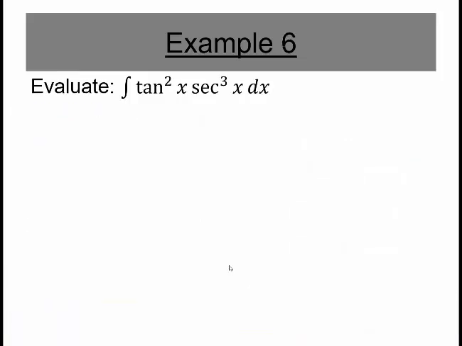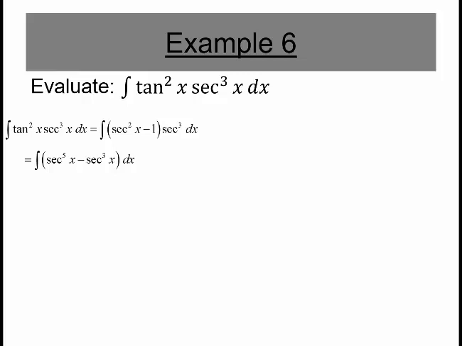All right, let's try this one. Let's find the integral of tangent squared x secant cubed x dx. The first thing I'm going to do is substitute in secant squared x minus 1 for tangent squared x. Now watch what happens when I distribute. I get the integral of secant to the fifth power x minus secant cubed x dx.